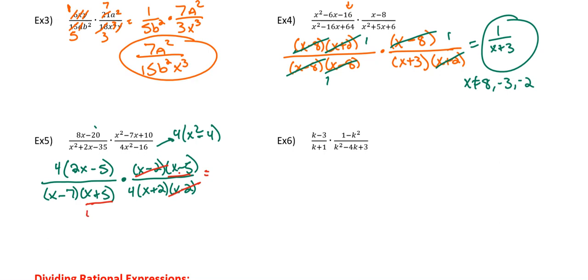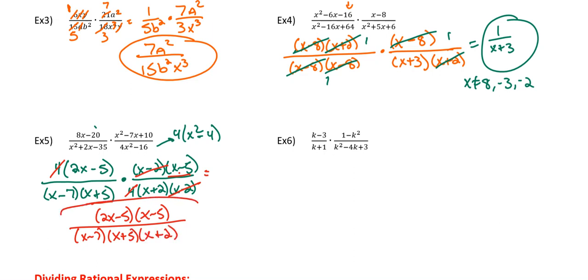So my answer here is going to be 4, 2x minus 5, x minus 5, over, oh, I could have crossed out the 4's, I'm sorry. Let's do that. So erase, you go away. All right, over x minus 7, x plus 5, x plus 2. And that would be my answer. Don't have to multiply it back out. You're done at that point.